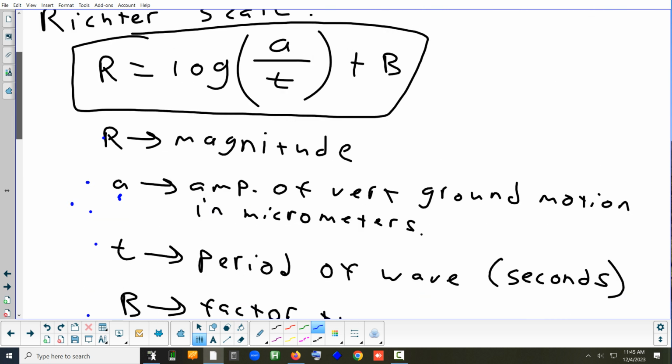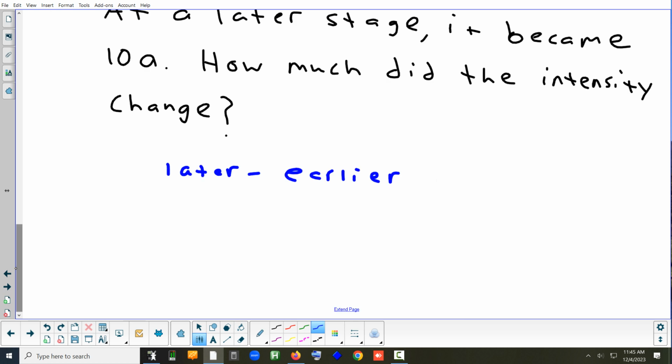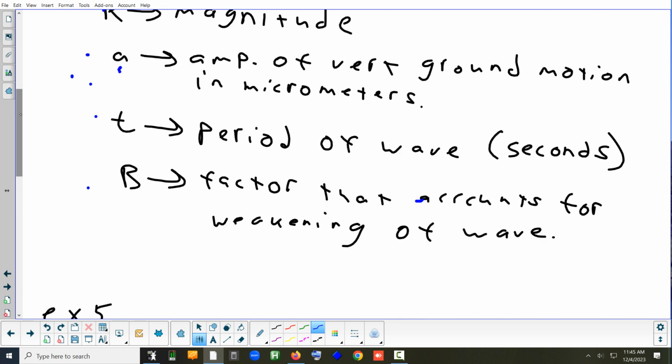Okay, let's fill in everything we've got. So we got log. We're going to assume everything else that they didn't mention stayed the same. The factor that accounts for the weakening of the wave was the same earlier on and later. The period of the wave was the same earlier on and later. If multiple things are changing, that gets more complicated. So we're just going to change one variable.